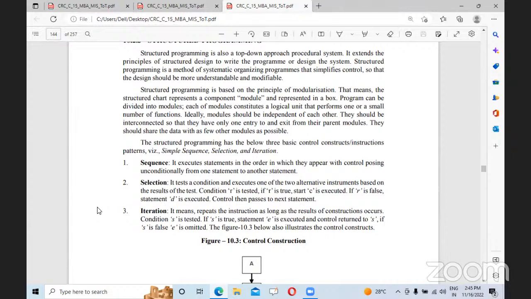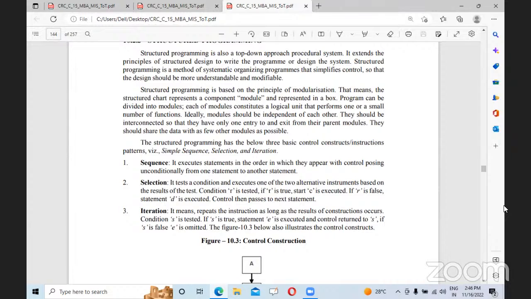Means these are all the if condition, if else condition, nested if condition, nested if else condition. They're all rules and regulations in any programming language, whether it is an object-oriented programming language like C++, Java, Python, etc. That is selection.